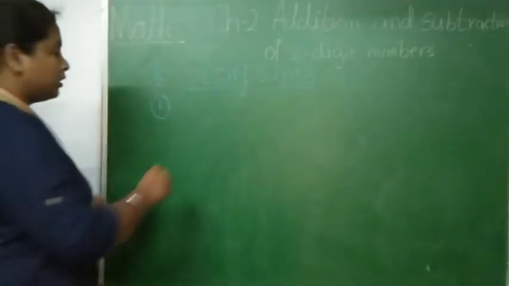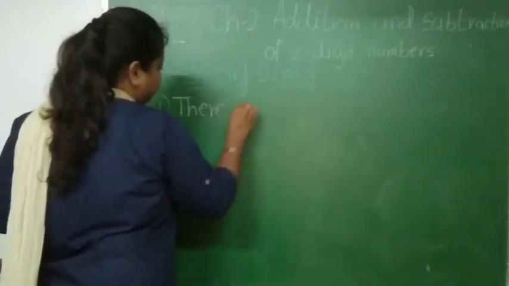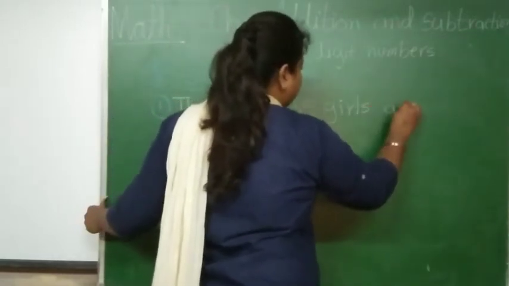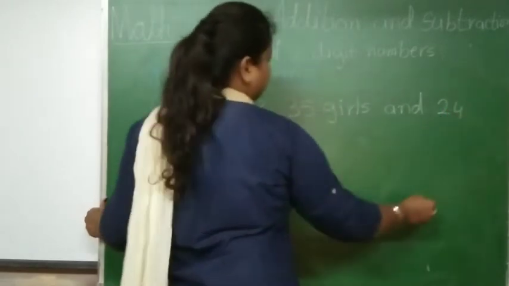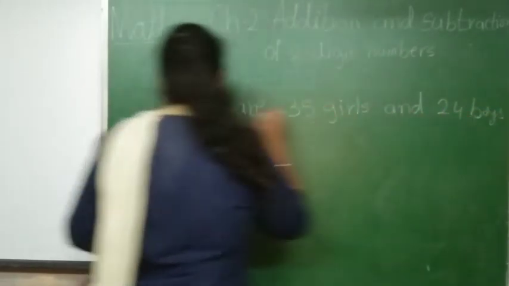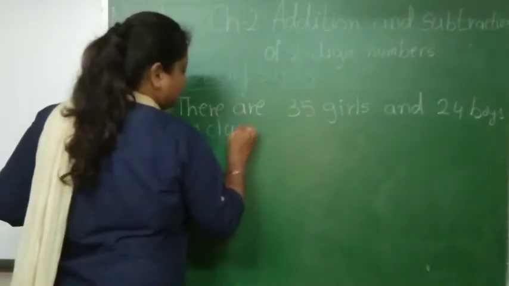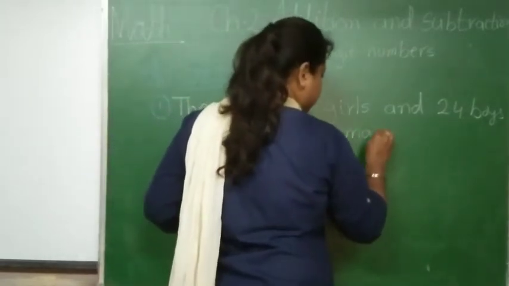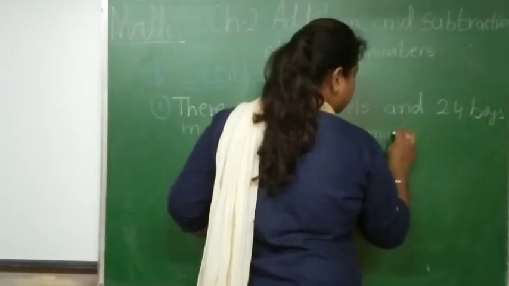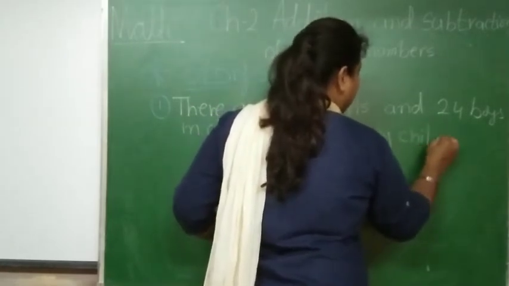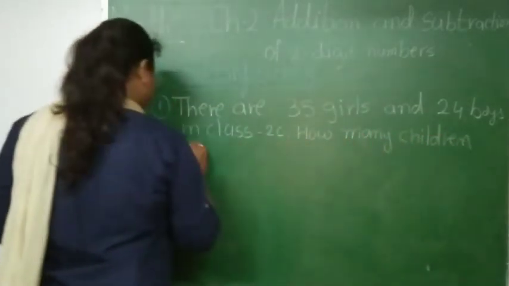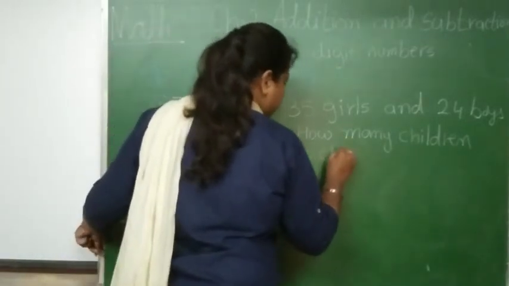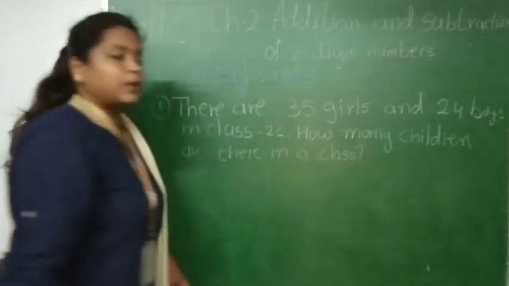Number 1, I am writing over here. There are 35 girls and 24 boys in class 2nd C. So how many students, or children you can say, how many children are there in our class? Okay, so once again we will read this.